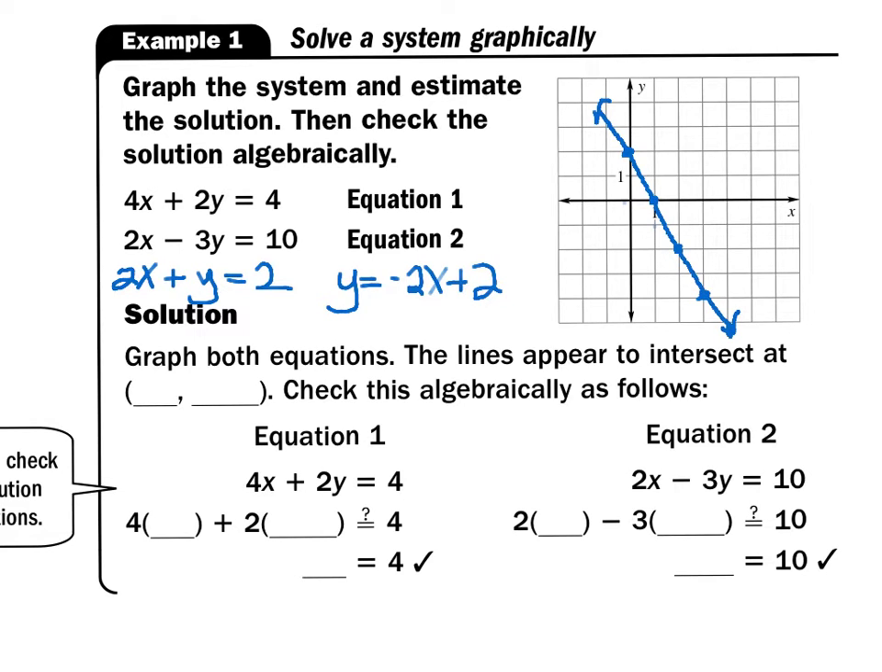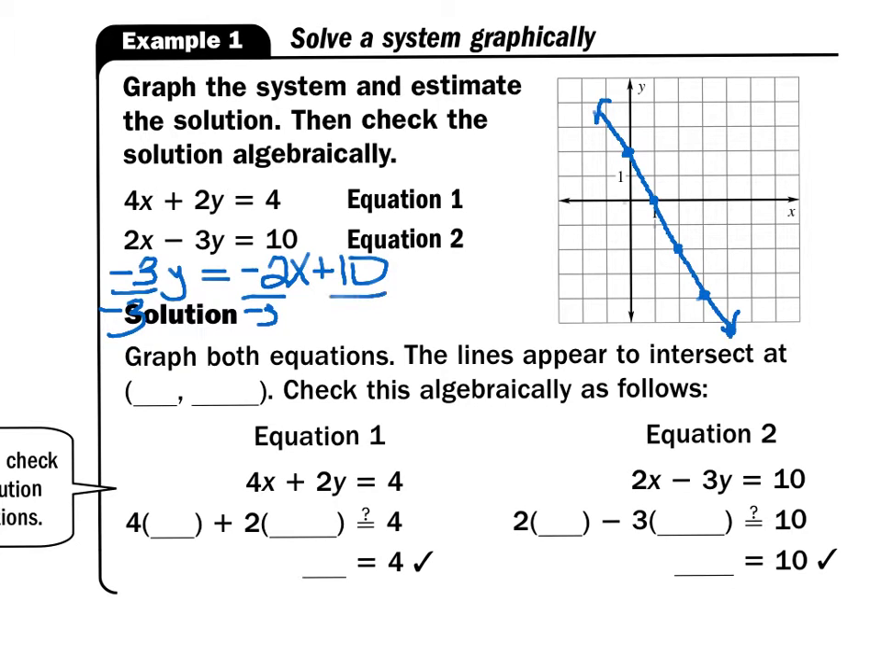All right, on equation 2, let's change that over to slope-intercept form. So I have negative 3y equals negative 2x plus 10. Divide by negative 3. Okay, so I have y equals 2/3, because negative divided by negative is a positive, x minus 10 over 3. Not a very good thing to graph.